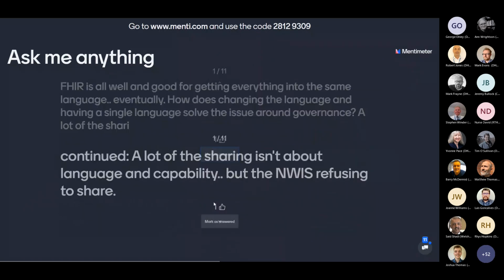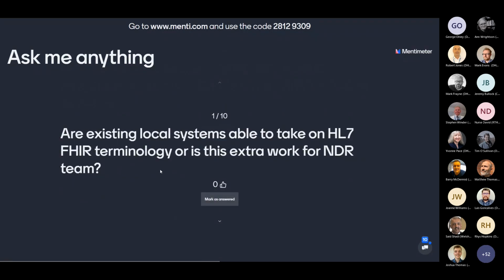I'll move on. Sorry, let me just mark these as answered. We touched on this earlier. Do we think that we covered this in terms of local systems being able to take on FHIR terminology, or is this extra work for the NDR team? Presuming that will be picked up in further sessions, guys. Yeah, we should pick it up here if we've got an answer to it. I don't know is the answer. I'm going to defer to my fellow architects on this. If you've got a view, I'll come in here, George.